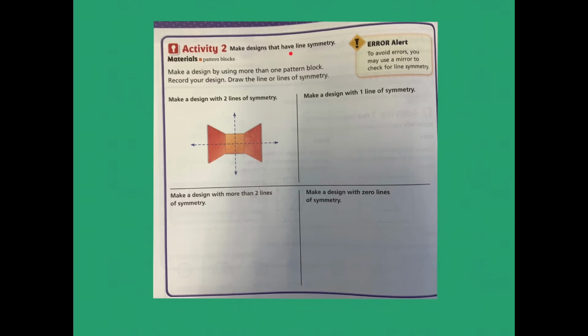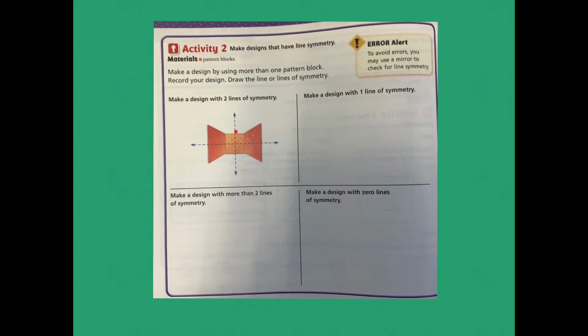Activity 2 has us making designs that have a certain amount of lines of symmetry. We'll make a design by using more than one pattern block and record our design, draw the line or lines of symmetry. So we have pattern blocks in the classroom if you want to use those to make shapes, and then you can identify lines of symmetry.